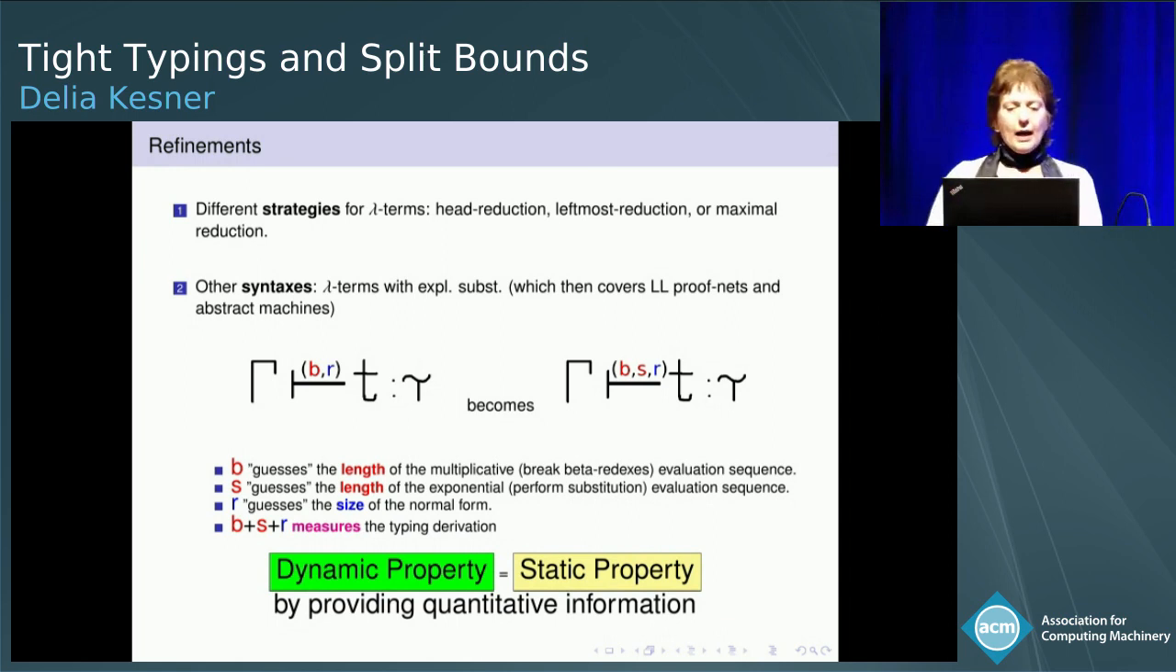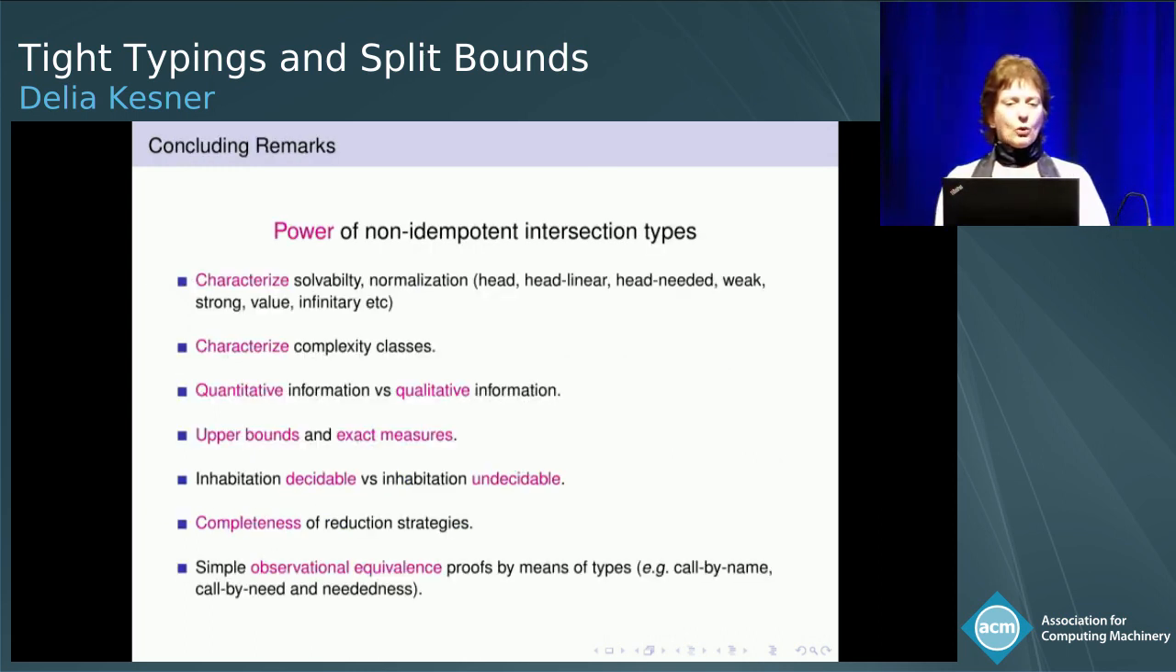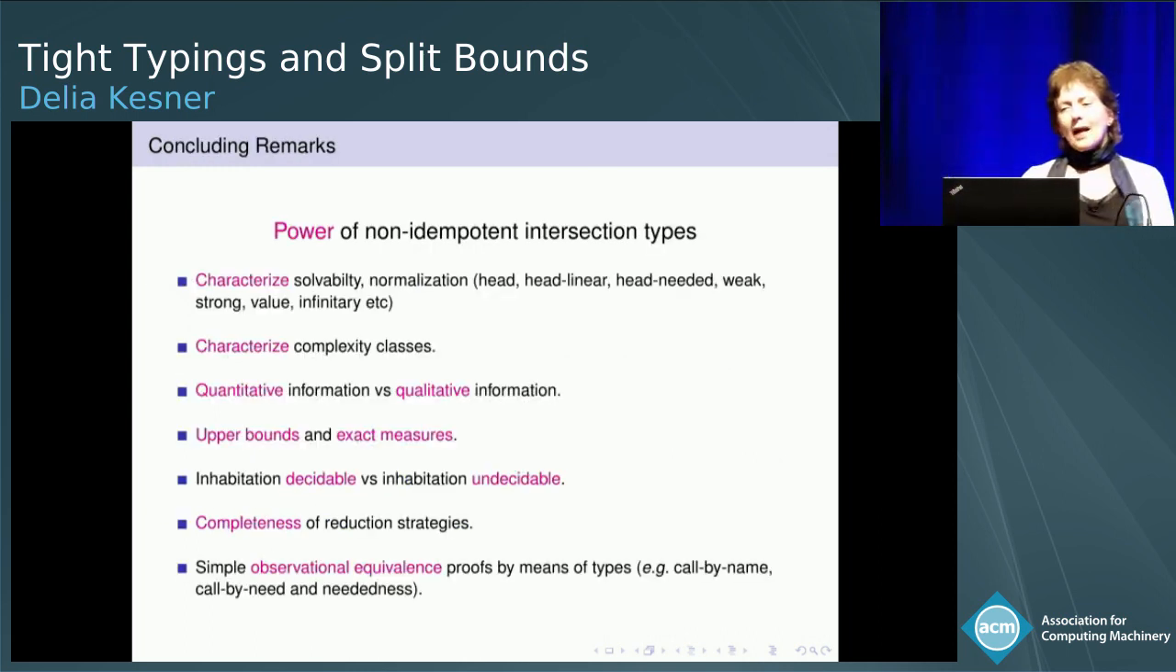And this time, when you use quantitative type theory, you also provide quantitative information about different operational properties of your terms. Okay, so it's time to conclude. On one hand, I would like to emphasize the power of non-idempotent intersection types. I didn't have time to talk about other things that we can do with this kind of system, as for example, to reason about observational equivalence of different languages.